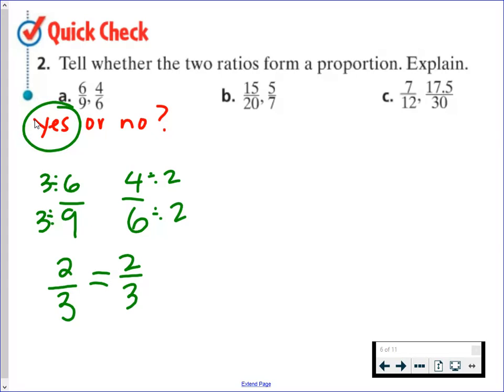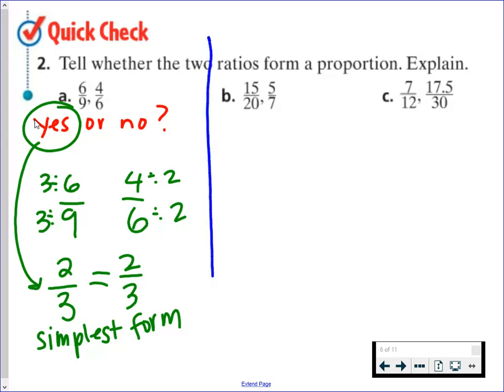I just found out, yes, they are equal. So yes, they make a proportion. Why? I used simplest form. Just because I use simplest form does not mean you have to use simplest form. Letter B. Again, I'm trying to find out, yes, they are equal, or no, they are not.